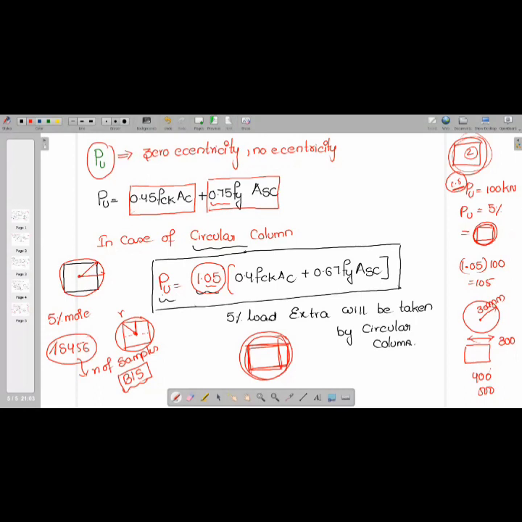See students, why will the load be more? Simple logic. What is load? Stress into area. If I take a circular column, the area of the circle will be more. If I take the square, stress into area will be lesser. That is the reason the ultimate load will be more.